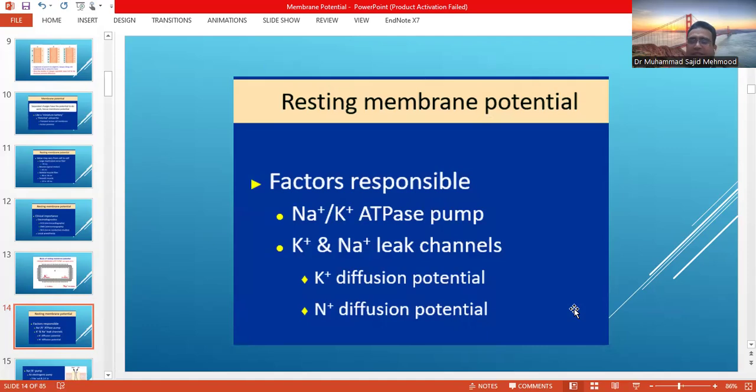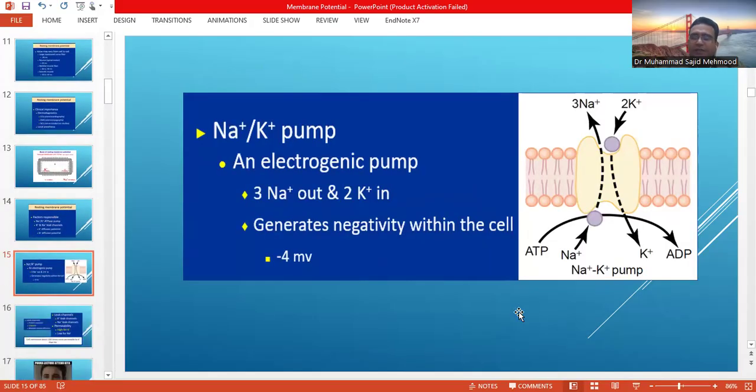In studying the resting membrane potential, we mainly focus on the sodium potassium ATPase pump, sodium channels, and the potassium channels. These sodium and potassium channels are the leaky channels. First of all, we discuss the sodium potassium pump.